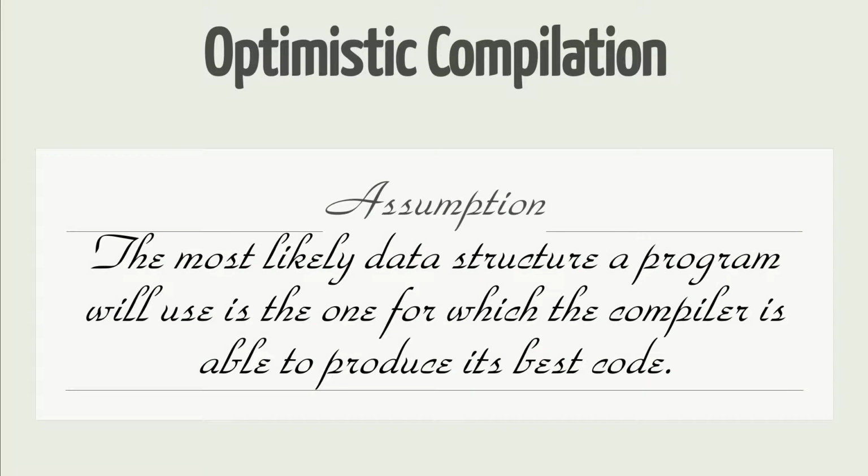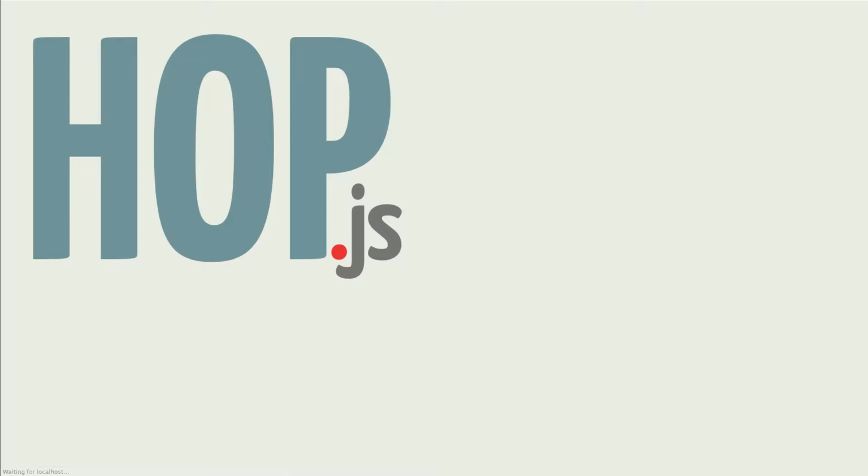Our approach relies on the following assumption. The most likely data structure a program will use is the one for which the compiler is able to produce its best code. This is an effective approach because it successfully assigns relevant types to variables and functions. Also, because specializing for types that would not yield better code generation would be pointless for optimization. To validate the approach, we have built hop.js, an ahead-of-time compiler for JavaScript.